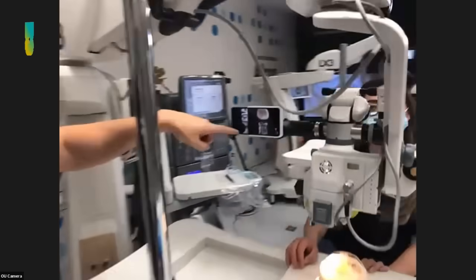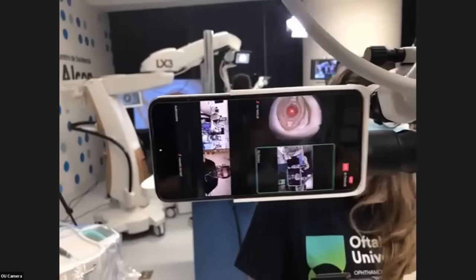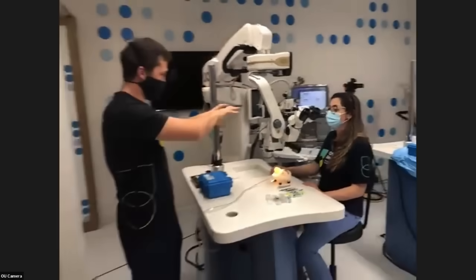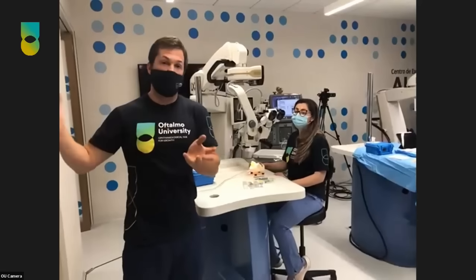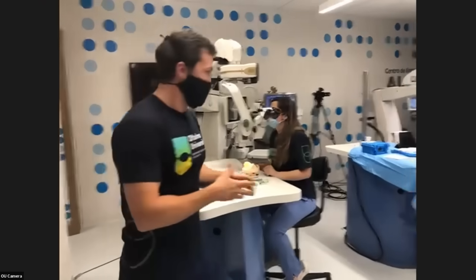We have this device too in one of the microscopes, and the cool thing about it is that we can have colleagues from all over the world. This is a micro-rec adaptor to the microscope. And we have, for example, a colleague from Germany giving our students some advice, okay?